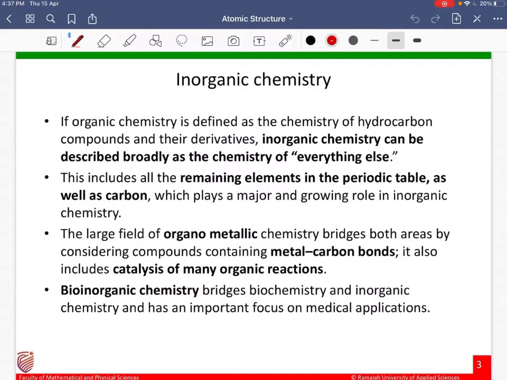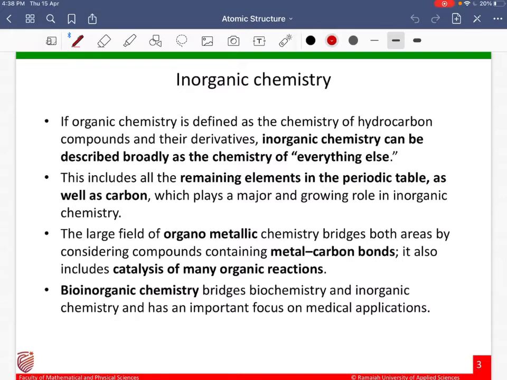What is inorganic chemistry? If organic chemistry is defined as the chemistry of hydrocarbon compounds and their derivatives, inorganic chemistry can be described broadly as the chemistry of everything else. This includes all the remaining elements in the periodic table, as well as carbon, which plays a major and growing role in inorganic chemistry. The large field of organometallic chemistry bridges both areas by considering compounds containing metal-carbon bonds. It also includes catalysis of many organic reactions.